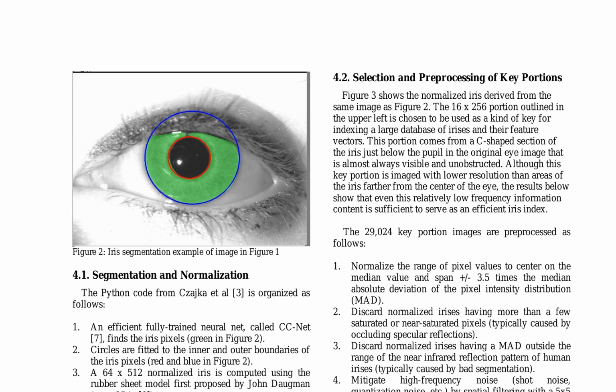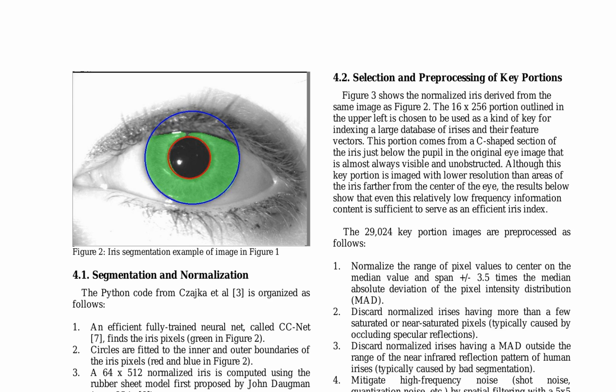This section of the research paper delves into the segmentation and normalization of iris images for biometric identification. The Python code employed in the study, based on the work by Chaika et al., utilizes a neural network called CCNet to identify and segment the iris pixels from the original image. Circles are then fitted to the inner and outer boundaries of the segmented iris, and a 64 by 512 normalized iris image is computed using the rubber sheet model proposed by John Daugman.